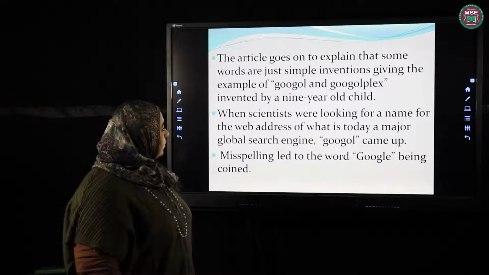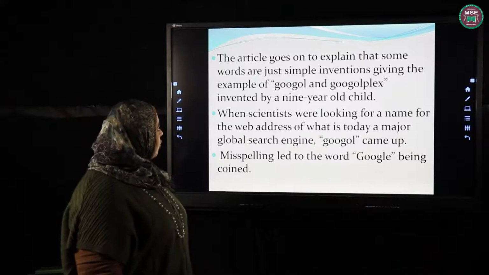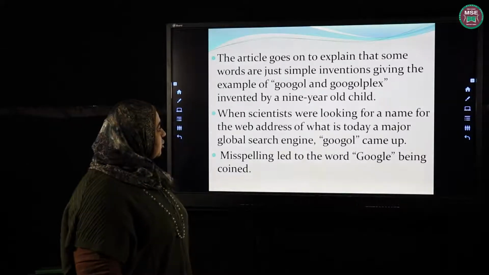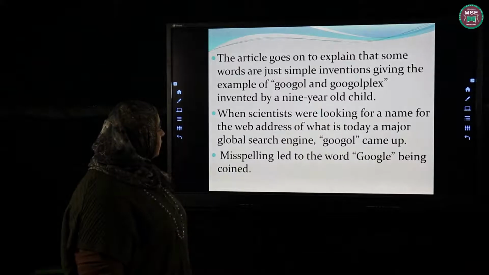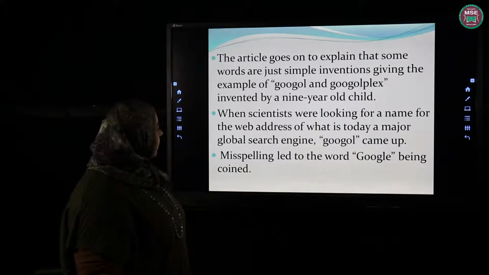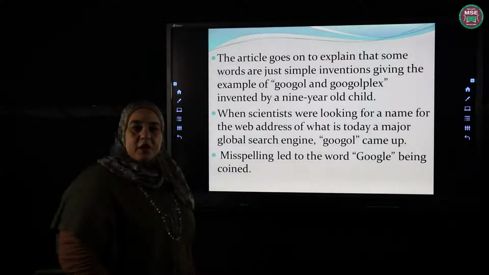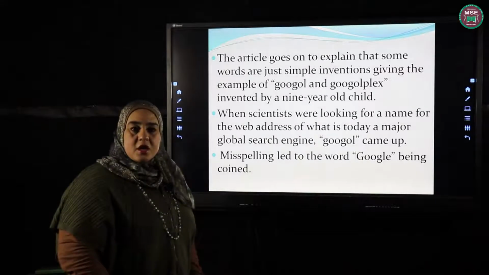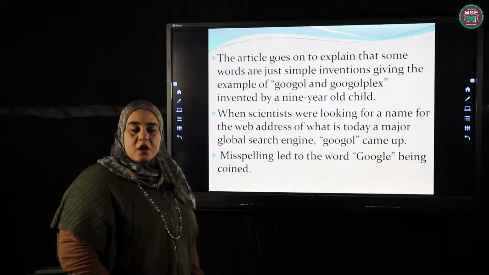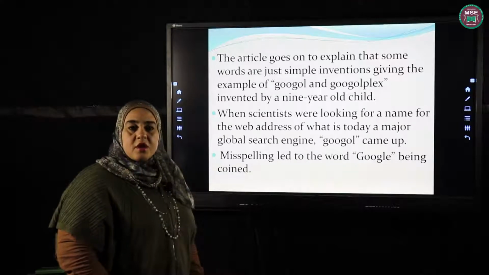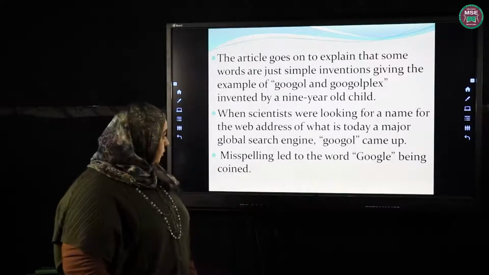The article goes on to explain that some words are just simple inventions, giving the example of Google and Google Plus, invented by a 9-year-old child. These words were invented by a 9-year-old child. He invented them when he liked to give a name to a big number.